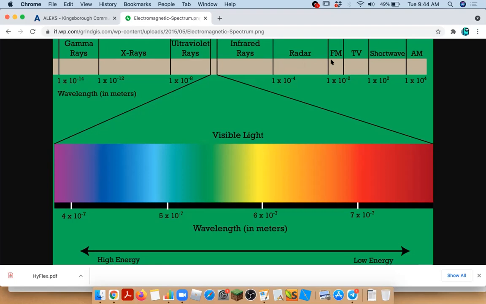And then we get over here to FM. That's FM radio, right? So that's like Z100 or all those FM radio stations that people under 40 don't listen to. Then you've got TV, and then you've got shortwave radio, and then you've got AM radio, right? That's the 1010 WINS kind of stuff over there on the right. So this is called the electromagnetic spectrum, the EM spectrum.